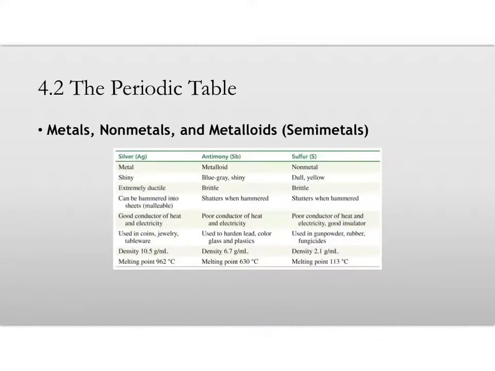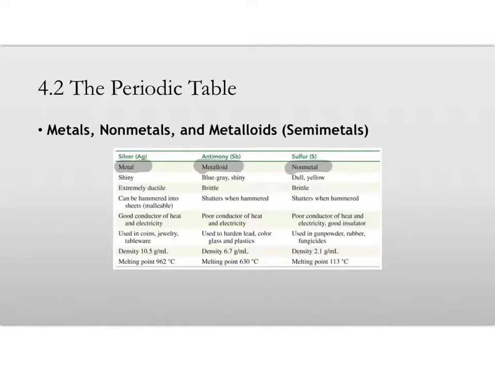Alright, this table here shows you some comparative properties of a metal, a nonmetal, and a metalloid. Silver is the metal. It's shiny, it's extremely ductile, it can be hammered into sheets, so it's malleable, and it's a good conductor of heat and electricity. It's very good, actually. It's used in coins, jewelry, and tableware. It has a high density and a high melting point.